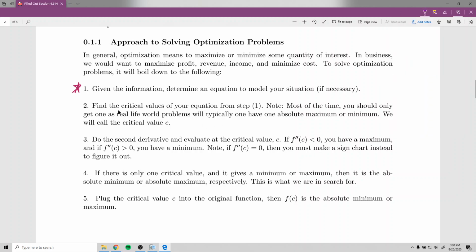Number two is you want to find the critical numbers, or the critical values, whichever one. I use them interchangeably, from your equation in step one. Now, this will happen a lot. I won't say every time you do a problem, but most of the time, since you're dealing with a real-life problem, if you come up with the correct equation, you'll probably only get one critical value. And we will call that critical value C, just to reference in the remaining.